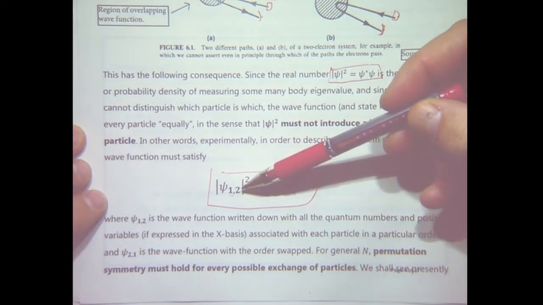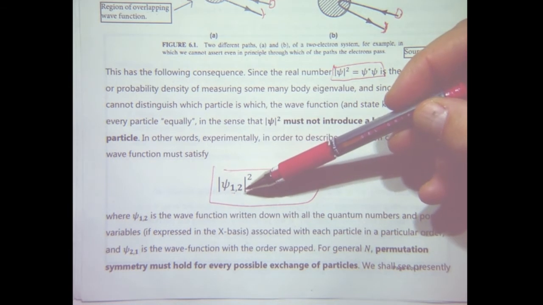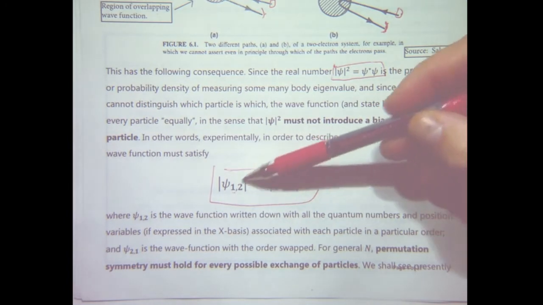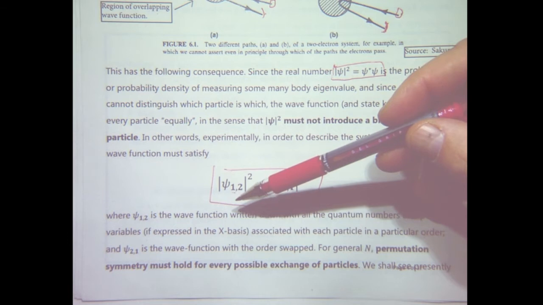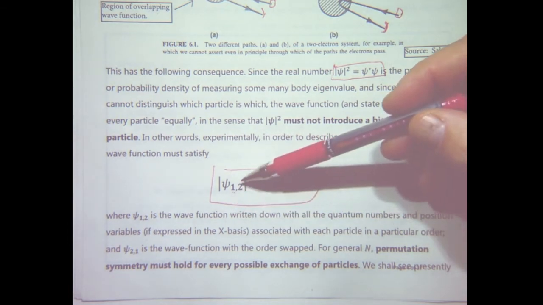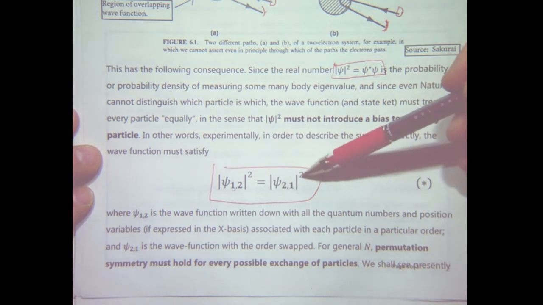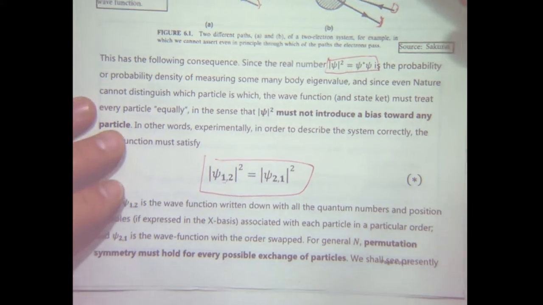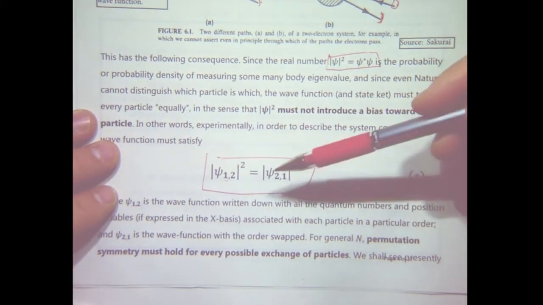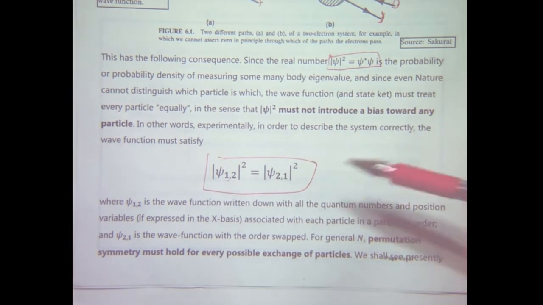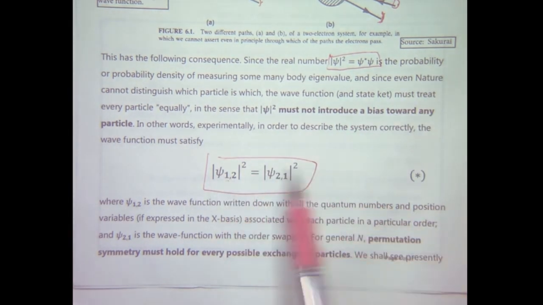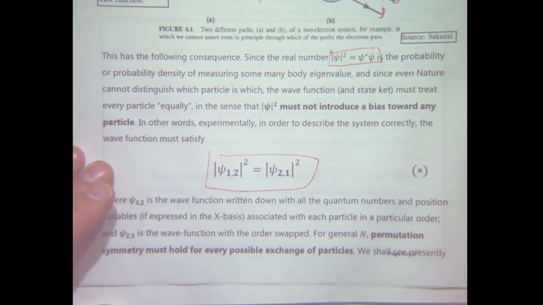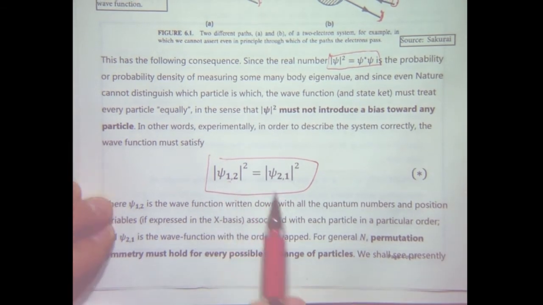Now, if you have a system with n identical particles, then this lack of bias has to be true for any pair of particles. So this has to be true when you swap any pair of particles, in fact every pair, one at a time. But the main idea is that the wave function does not introduce a bias towards any particle. And this is going to be called permutation symmetry.